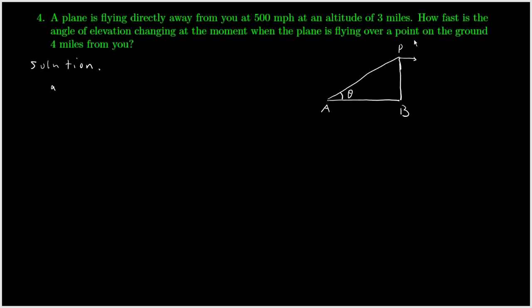Now the question is, at what rate is the angle of elevation changing at the moment when the plane is flying over a point on the ground? So let's say when the line segment AB is 4 miles long, where point B is the point right below the plane. That is the sketch in step A.